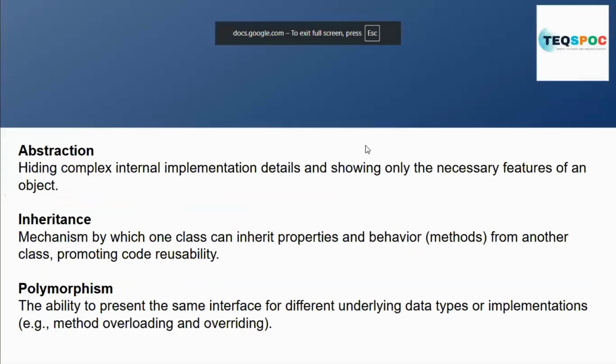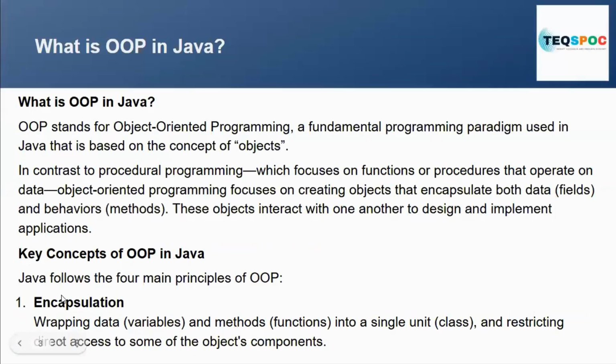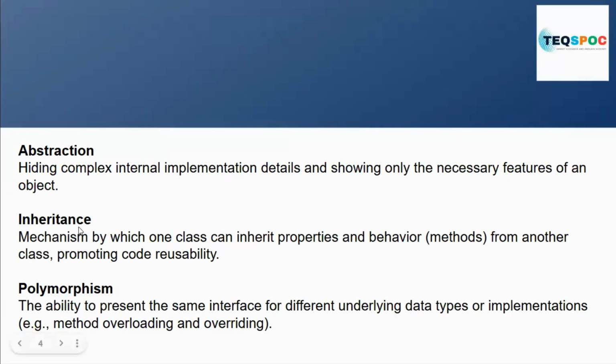Now moving to the next concept, that is abstraction. Abstraction is hiding the complex internal implementation detail and showing only the necessary features of an object. These four terms, encapsulation, abstraction, inheritance, polymorphism, will be asked in interviews 100%, so you must know the definitions.